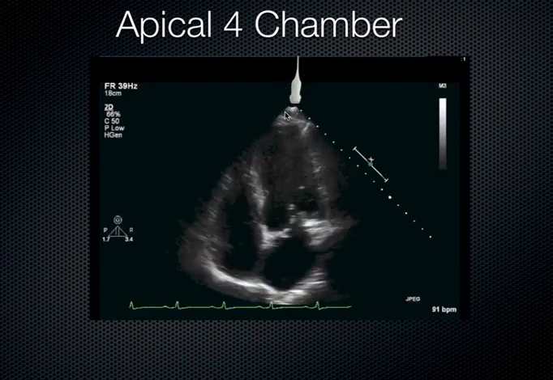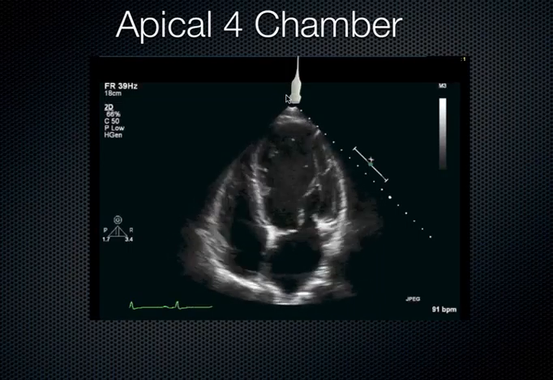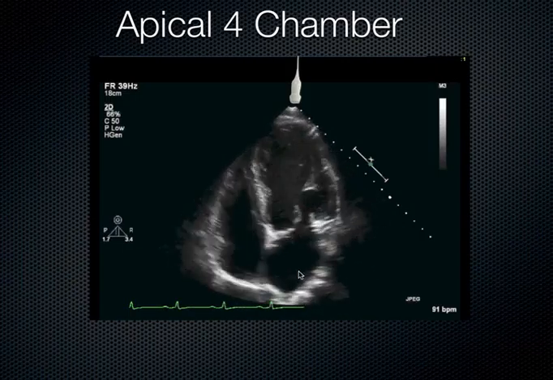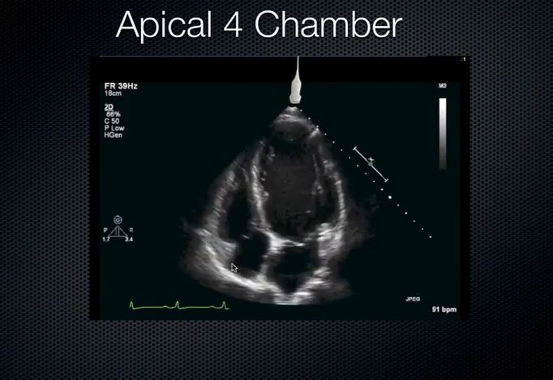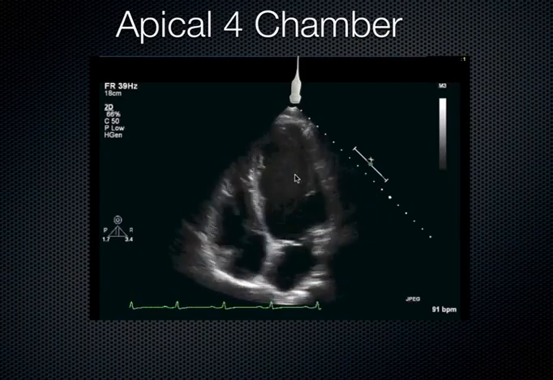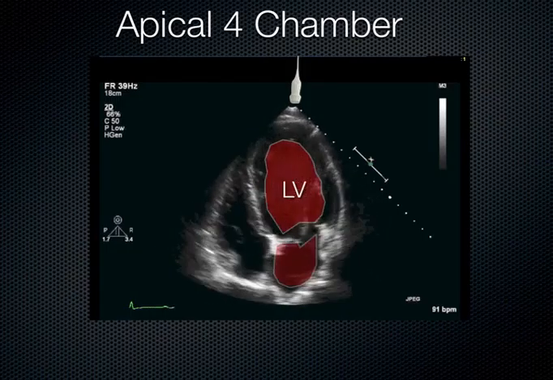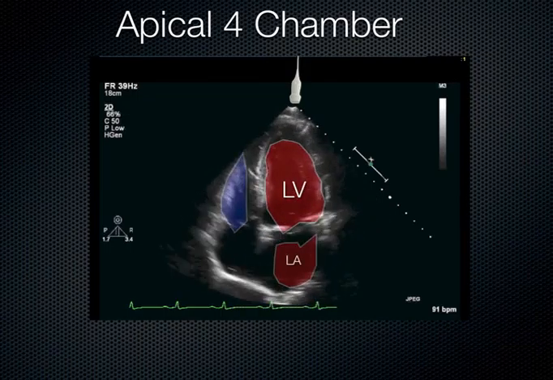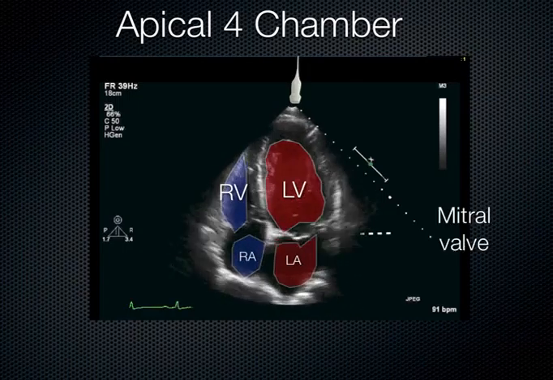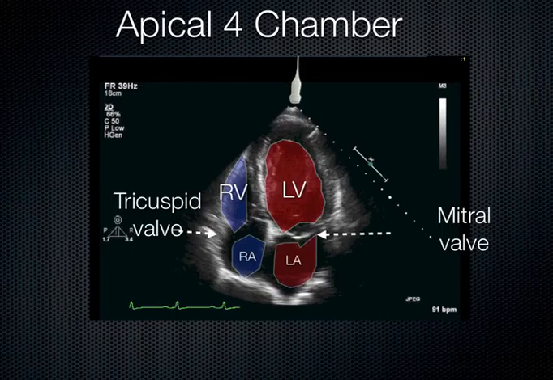You've got the probe here at the top of the screen, and the sound is coming out, and we've got the indicator to the patient's right. And so the right ventricle's over here, left ventricle's here, left atrium, right atrium. Nice how this right ventricle is about 2/3 the size of the left ventricle. That's good. Just the chambers with their labels there in case you forgot. There's your mitral valve, and there's where the tricuspid valve is.